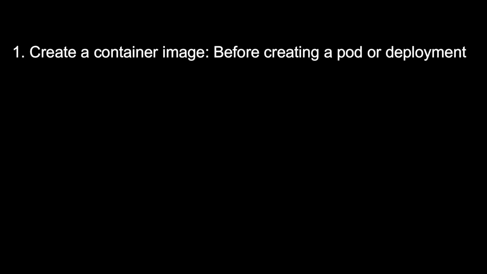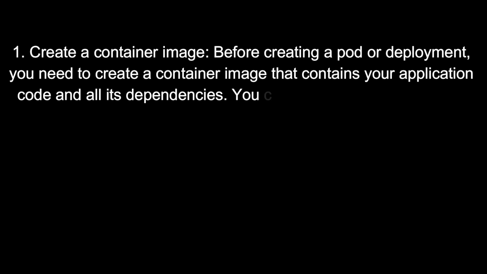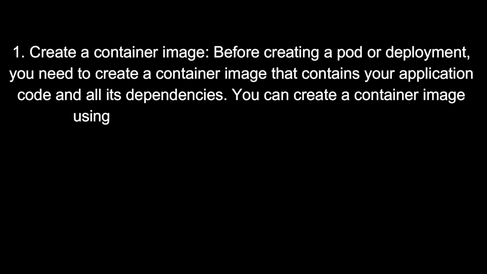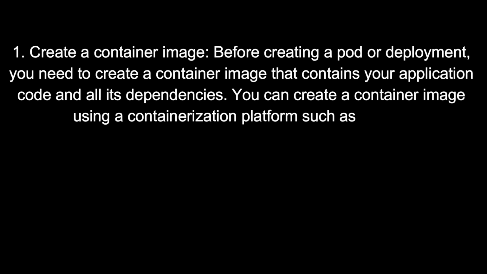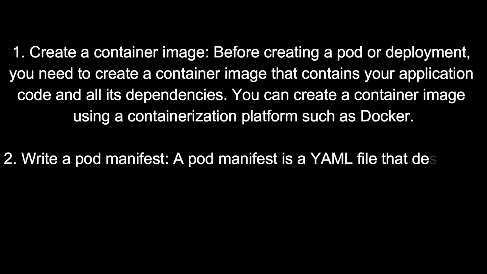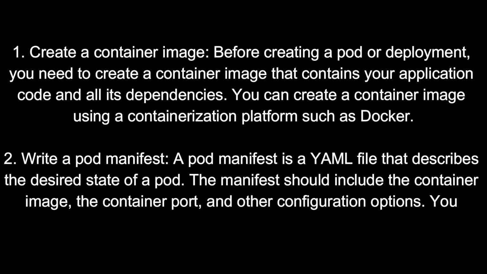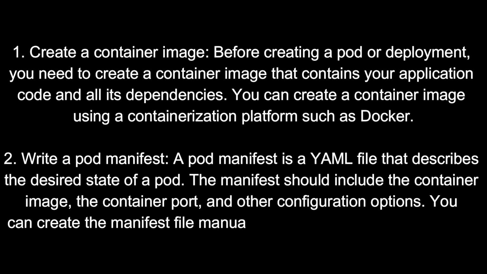1. Create a container image. Before creating a pod or deployment, you need to create a container image that contains your application code and all its dependencies. You can create a container image using a containerization platform such as Docker. 2. Write a pod manifest. A pod manifest is a YAML file that describes the desired state of a pod. The manifest should include the container image, the container port, and other configuration options. You can create the manifest file manually or using a tool such as kubectl.